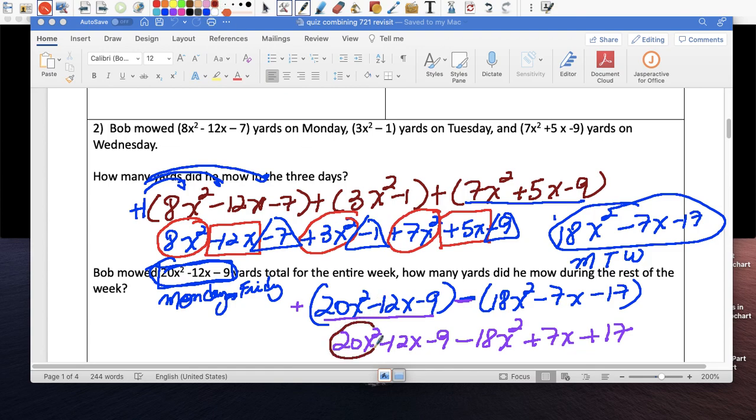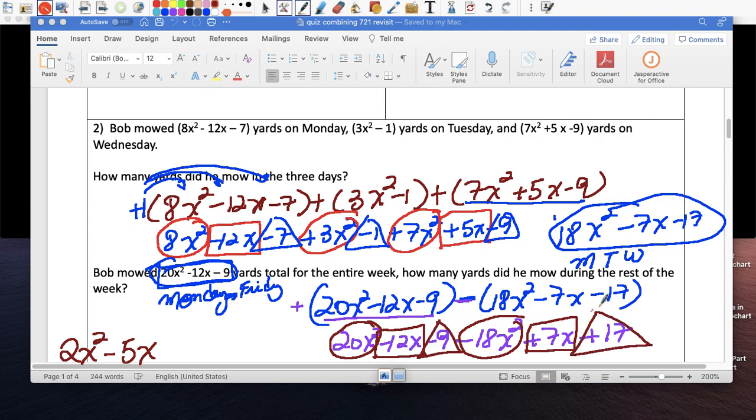So we get this guy here and this guy here. They both have x squared. So that's 20 minus 18, which is 2x squared. Don't do anything with the variables. Next one, negative 12x and plus 7x. You can combine those two. It's negative 12 plus 7, which gives you negative 5. And please write down the x. You're just literally adding or subtracting the coefficients. And then lastly, the constants, negative 9 and positive 17, which gives you plus 8.